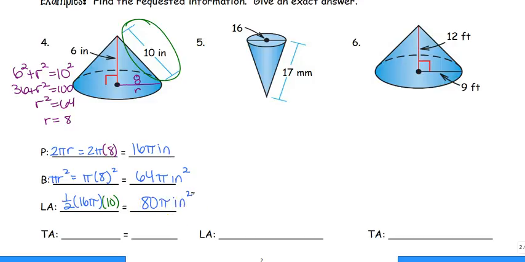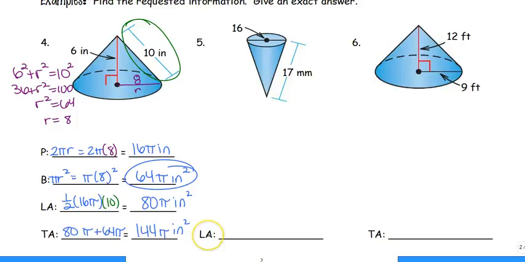Total area, just like the pyramid, we don't have two bases. We don't have a top and a bottom. We just have one base. So we take that lateral area of 80 pi. We add our one base area, which we found in step 2, 64 pi. 80 plus 64 gives us 144 pi inches squared. So hopefully you are getting the hang of this. Let's move on to number 5.